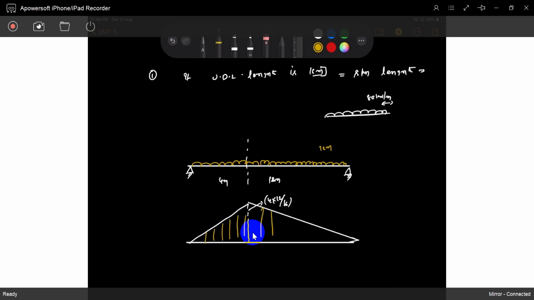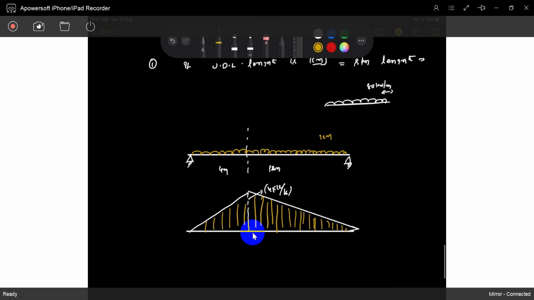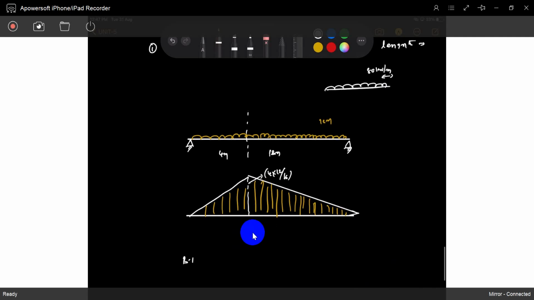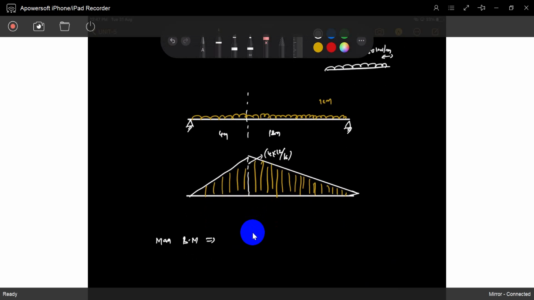Understood? Because in bending moment there is no positive or negative, so the total is positive. Understood? So that's it. You have to put it like this. You will get the maximum area under the load, the maximum value contributing towards the bending moment at that section. That's it. Can you find the maximum bending moment?